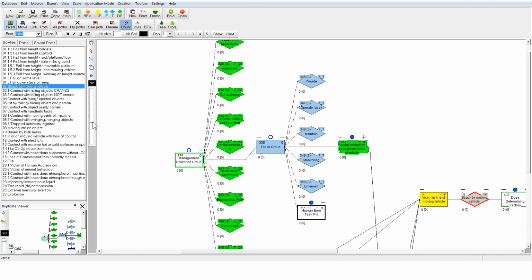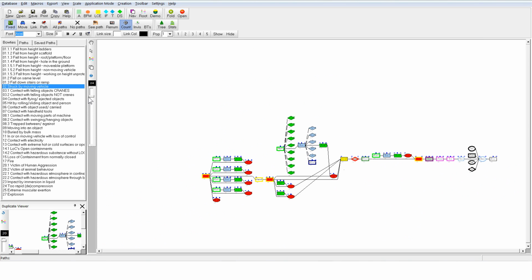Now, as you can see, when I zoom out, each and every barrier failure has the structure of tasks and delivery systems, and this applies to every bowtie. And you can see it here, here, and here.